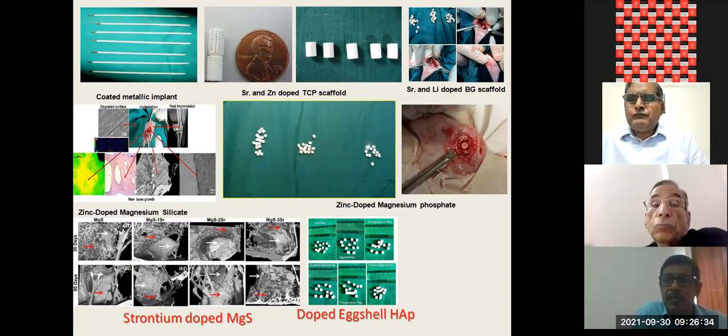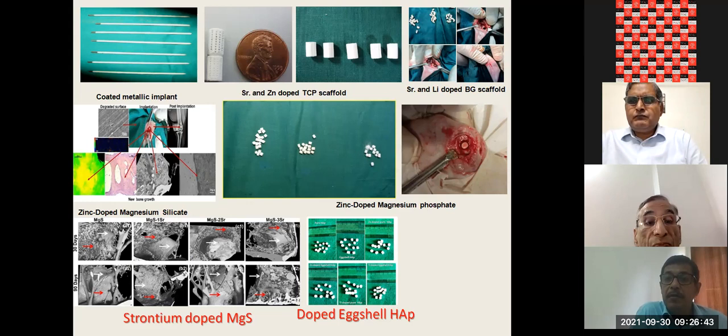For non-union and delayed union, they use some costly bone-derived growth factors like BMPs, IGFs, and TGF-beta. The cost is so high that one vial of BMP costs nearly 40,000 rupees in Indian currency.